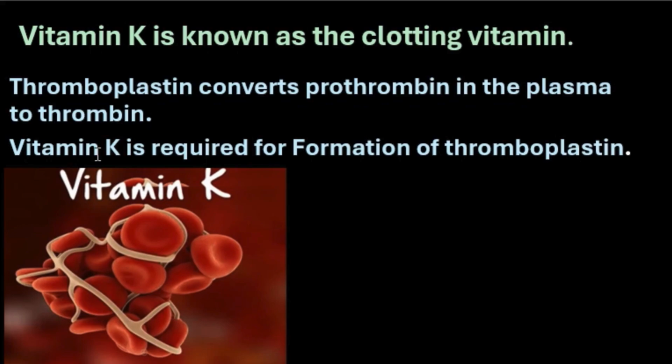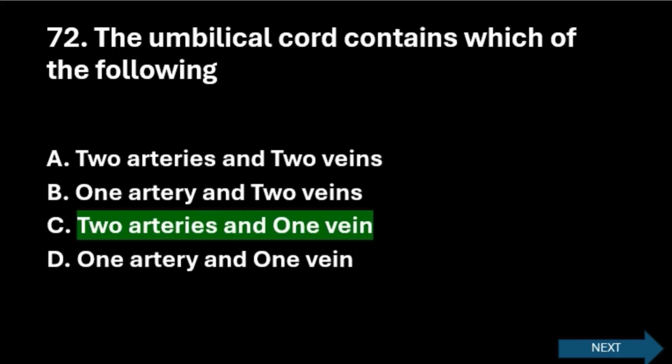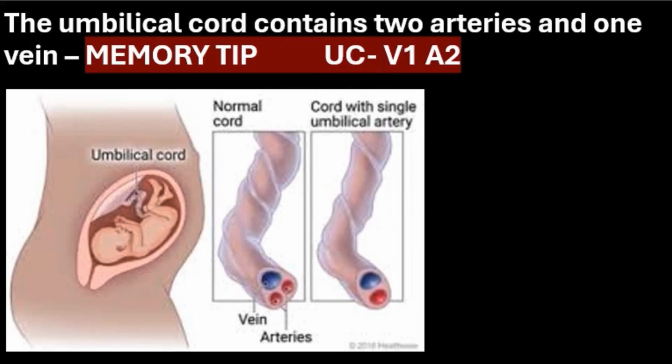Next question. The umbilical cord contains which of the following? 2 arteries and 2 veins, 1 artery and 2 veins, 2 arteries and 1 vein, 1 artery and 1 vein. The right answer is 2 arteries and 1 vein. So here see the diagram. The umbilical cord contains 2 arteries and 1 vein. Memory tip: UC, that is umbilical cord, V1 A2. Vein is 1, artery is 2. See the diagram here. Vein is 1, that is the blue color, artery is 2. So UC V1 A2.